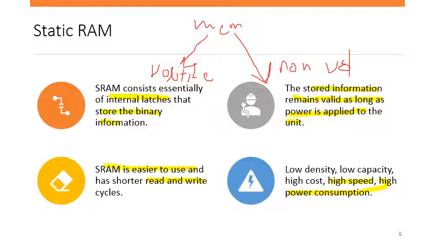So static RAMs are basically latches in order to store the binary information. They are easier to use and have shorter read and write cycles. Their stored information remains valid as long as the power source is applied. And they are low density because of their implementation structure. Their density is low, they have low capacity, and they have high cost. So in all those applications in which speed or performance is important, we prefer static RAM, and where capacity or density is important, we will prefer dynamic RAM.